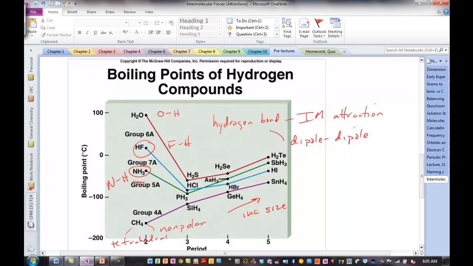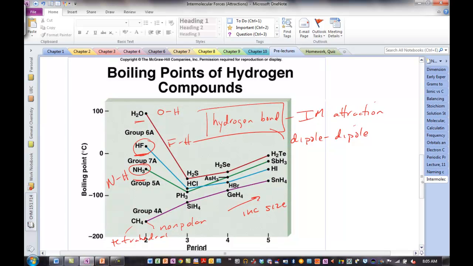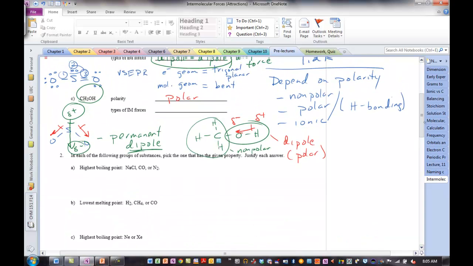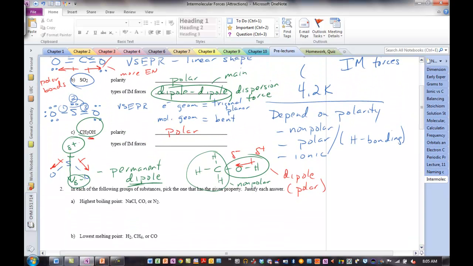But we see these anomalies if the molecule has an NH bond, an FH bond, or an OH bond. A particularly strong type of dipole-dipole attraction called hydrogen bonding. So for this answer, once we see that this molecule contains an OH, the main type of attractive force is hydrogen bonding. Now, as always, all molecules have dispersion force attractions, but the main attractive force is hydrogen bonding.